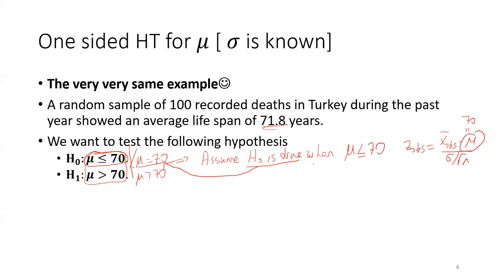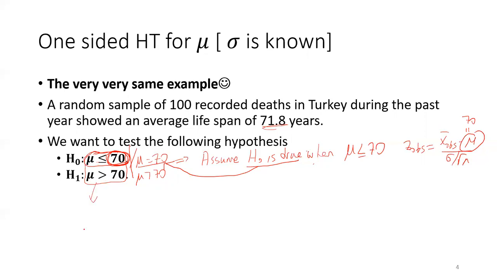Both representations are equivalent to each other. You test the same thing; there is no change in performing the test. What you do is put this number as your mu when calculating the observed test statistic. So this is my test: I want to test whether mu is smaller than or equal to 70 versus mu is greater than 70.